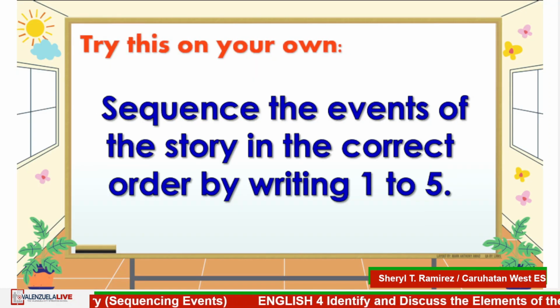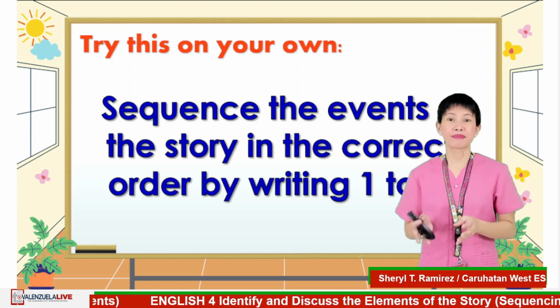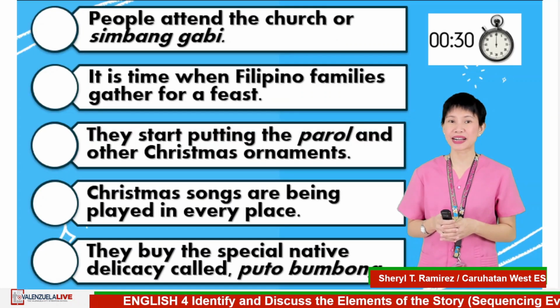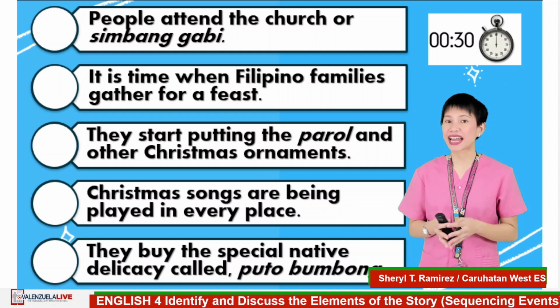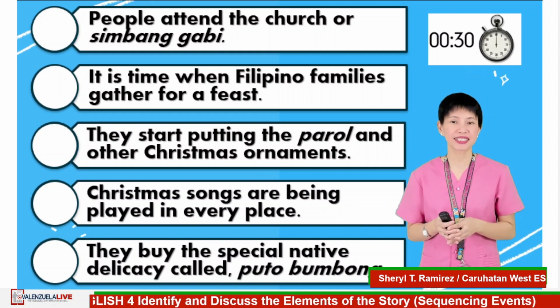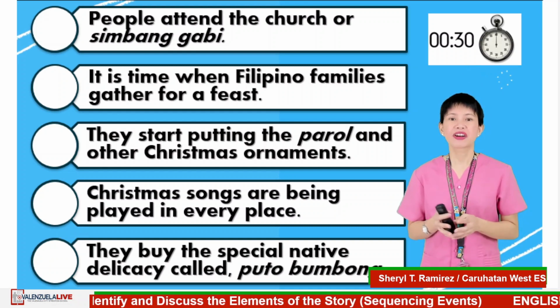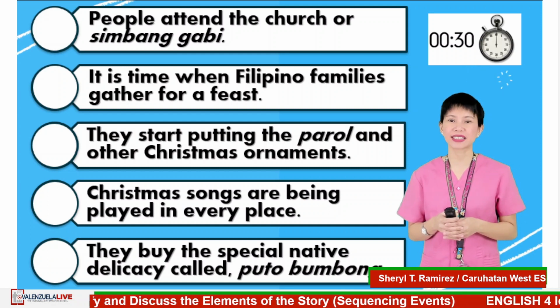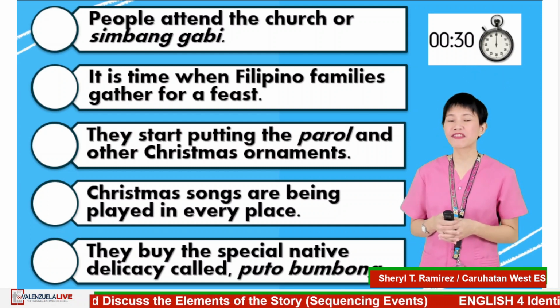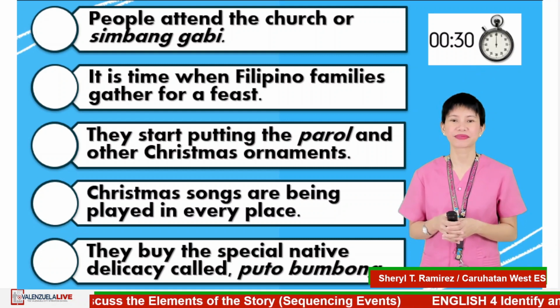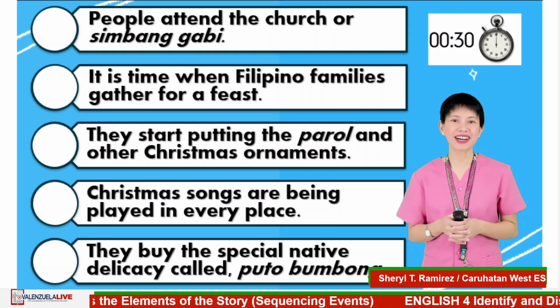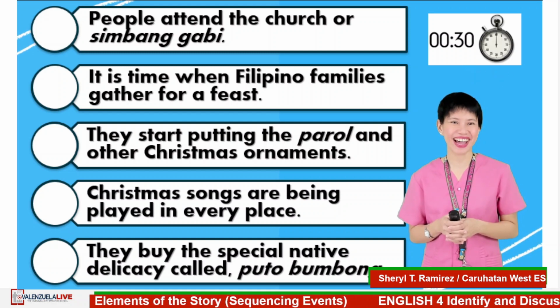Try this on your own. Again, sequence the following events of the story in the correct order by writing numbers 1 to 5. People attend the church or simbang gabi. Next, it is time when Filipino families gather for a feast. They start putting the parol and other Christmas ornaments. Christmas songs are being played in every place. They buy the special native delicacy called puto bongbong. Type your answers in the comment box. Your time starts now.